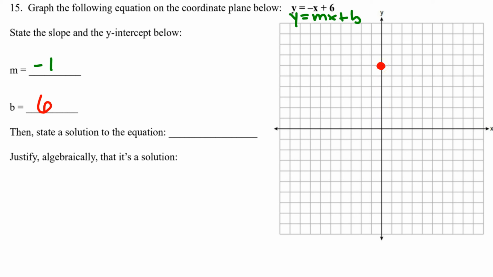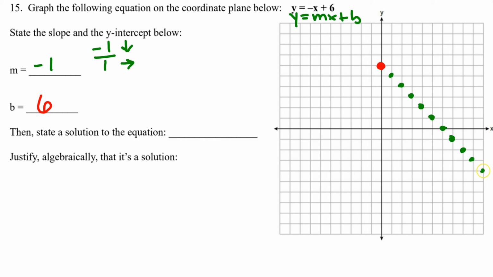And the m is telling me how to move. I see a whole number, so I'm going to throw that over 1. The negative tells me to go down, the bottom number always to the right. So from that original red dot, that y-intercept, I'm going down 1, right 1. Down 1, right 1, down 1, right 1, down 1, right 1, all the way till the end of the graph.